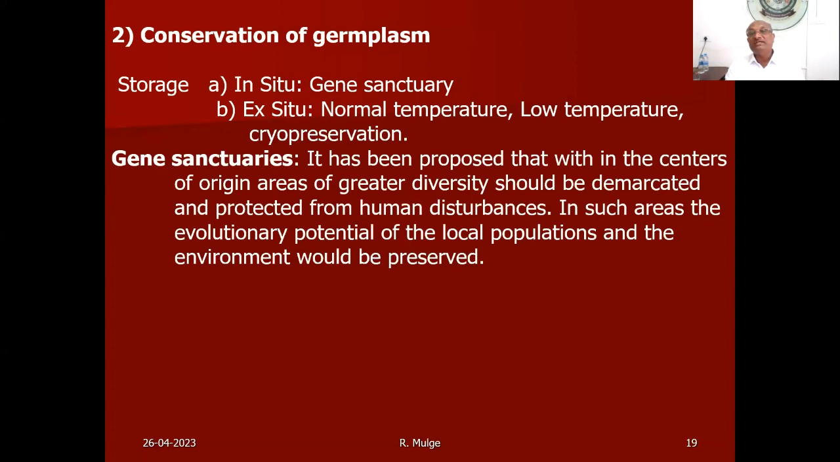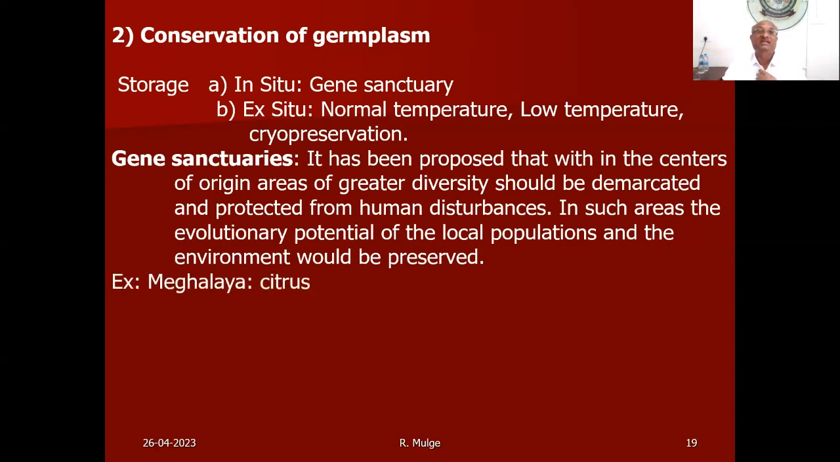It has been proposed that within the centers of origin, areas of greater diversity should be demarcated. We are not mentioning a continent or a country, but some specific spots you have to identify. Within the centers of origin, areas of greater diversity should be demarcated and protected from human disturbances. In such areas, the evolutionary potential of the local population and the environment would be preserved naturally. That place you refer to as a gene sanctuary.